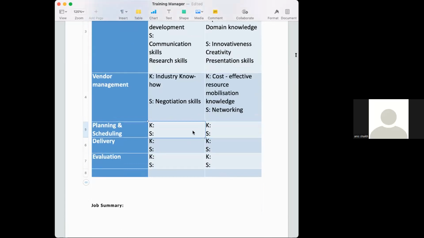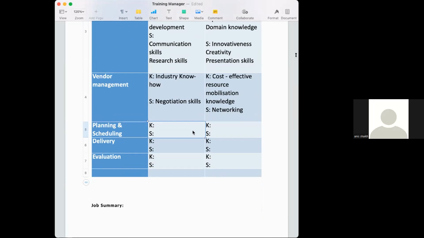स्किल भी हमने एक ही लिखा है उसका, नेटवर्किंग. Something more we have to write there. वेंडर मैनेजमेंट में स्किल क्या हो सकता है? Differential skill. नेगोशिएशन तो यहाँ हो रहा है, यहाँ क्या बोले हम लोग?